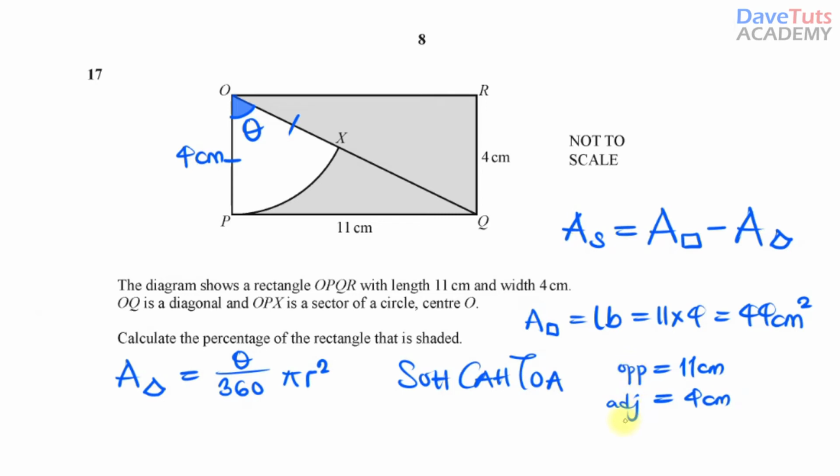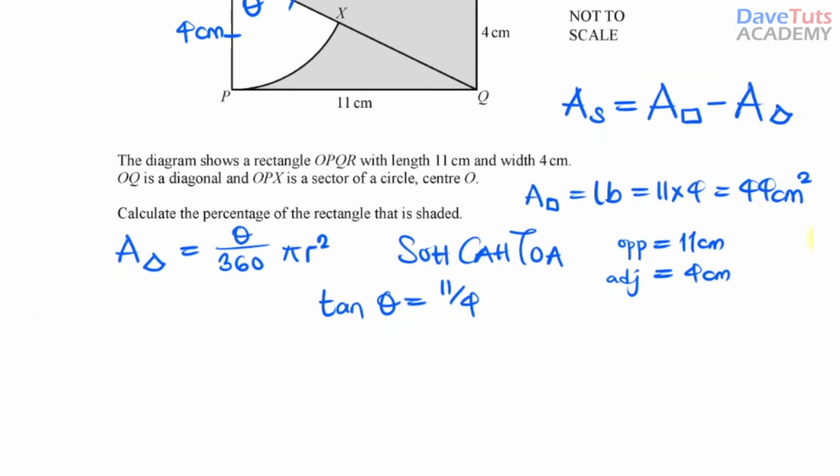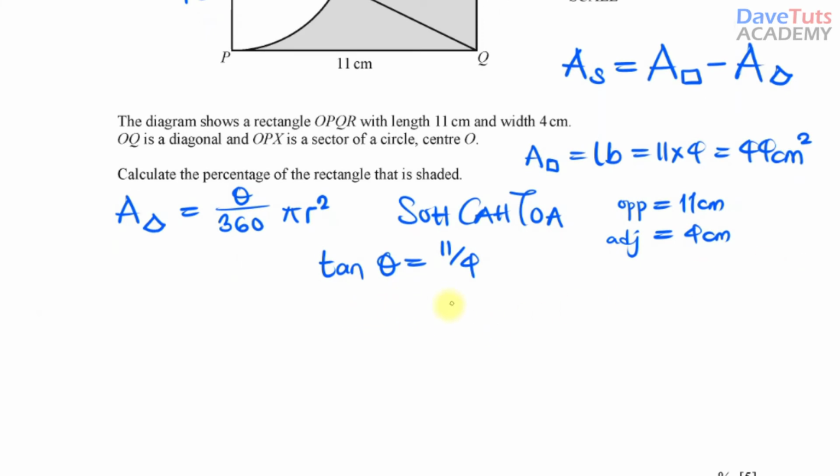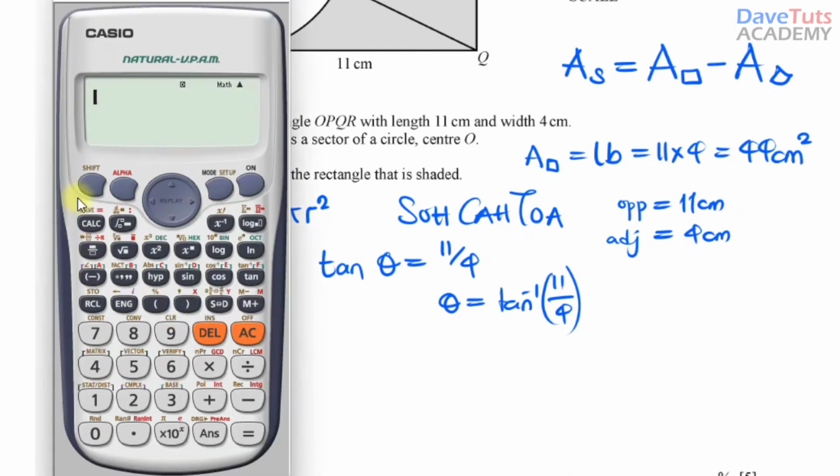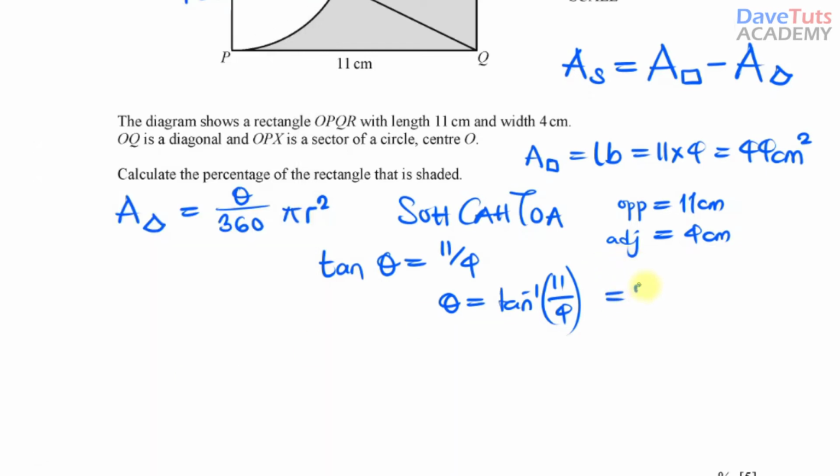What is relating opposite and adjacent? It is tan. So you can say tan theta is equal to opposite over adjacent, which is 11 over 4, so that by the time we are solving this, we can say theta itself is arctan of 11 over 4. Arctan the whole of that, and we want to bring in a calculator. We do arctan of a fraction, 11 as the numerator, 4 as the denominator, and what's that going to give us? 70.01. Okay, we can just say 70. So this is 70 degrees.